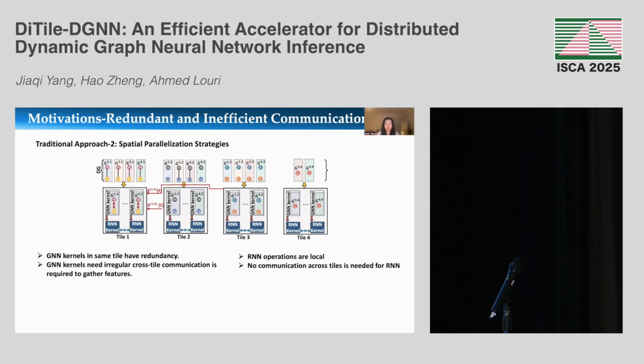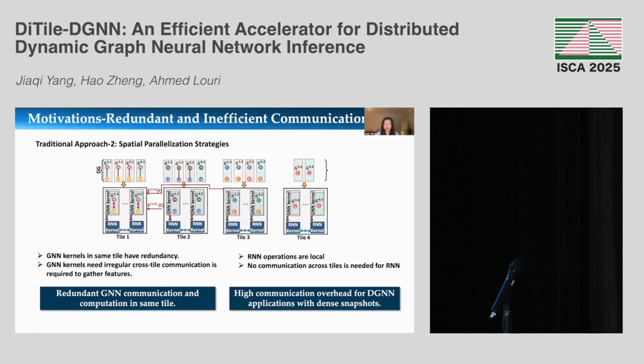But RN operations are local. No communication across tiles is needed for the RN kernel. So overall, spatial parallelization introduced two major problems: redundant GNN computation and communication, and high communication overhead due to the irregular cross-tile dependency in dense graphs.